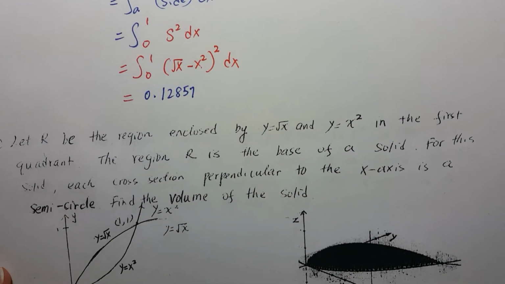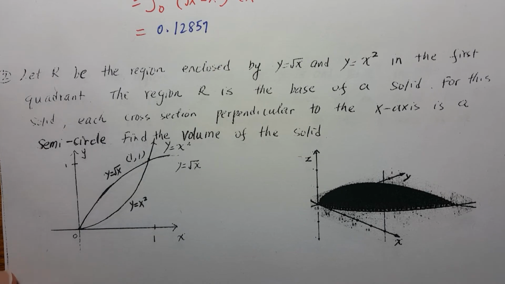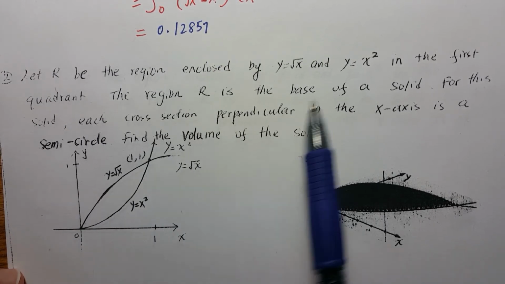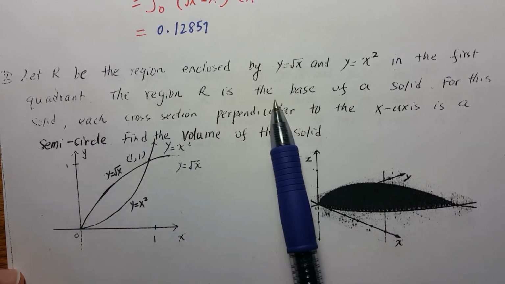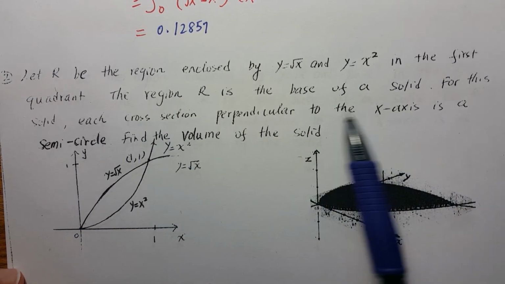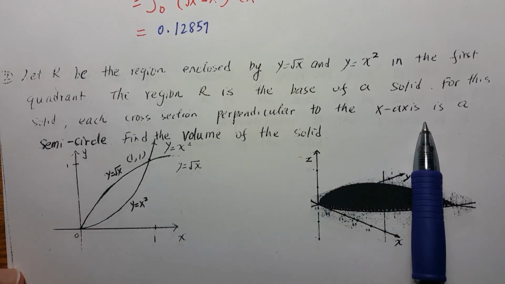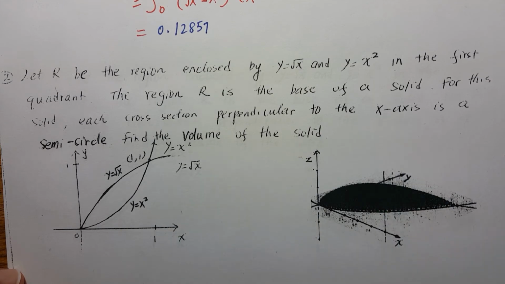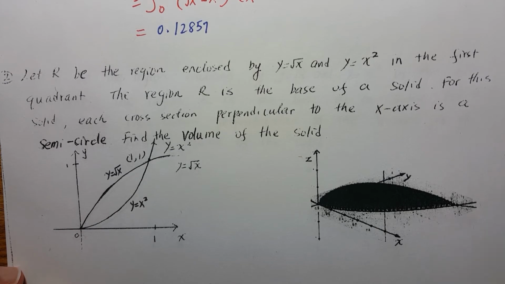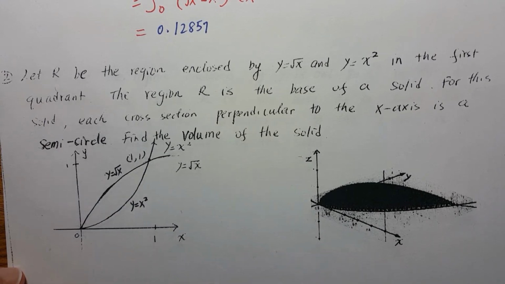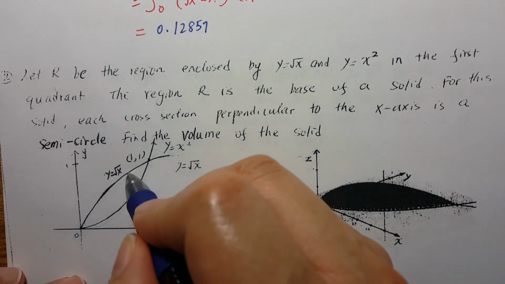So now let's take a look at question number 2. Let R be the region enclosed by y equals square root x and y equals x squared in the first quadrant. The region R is the base of a solid. For this solid, each cross-section perpendicular to the x-axis is a semicircle. Same idea: you're going to use this as your baking pan and bake a loaf of bread. It looks like this. If you look down, it looks like a leaf shape. If you cut them, each one is a little semicircle. So it looks like this.